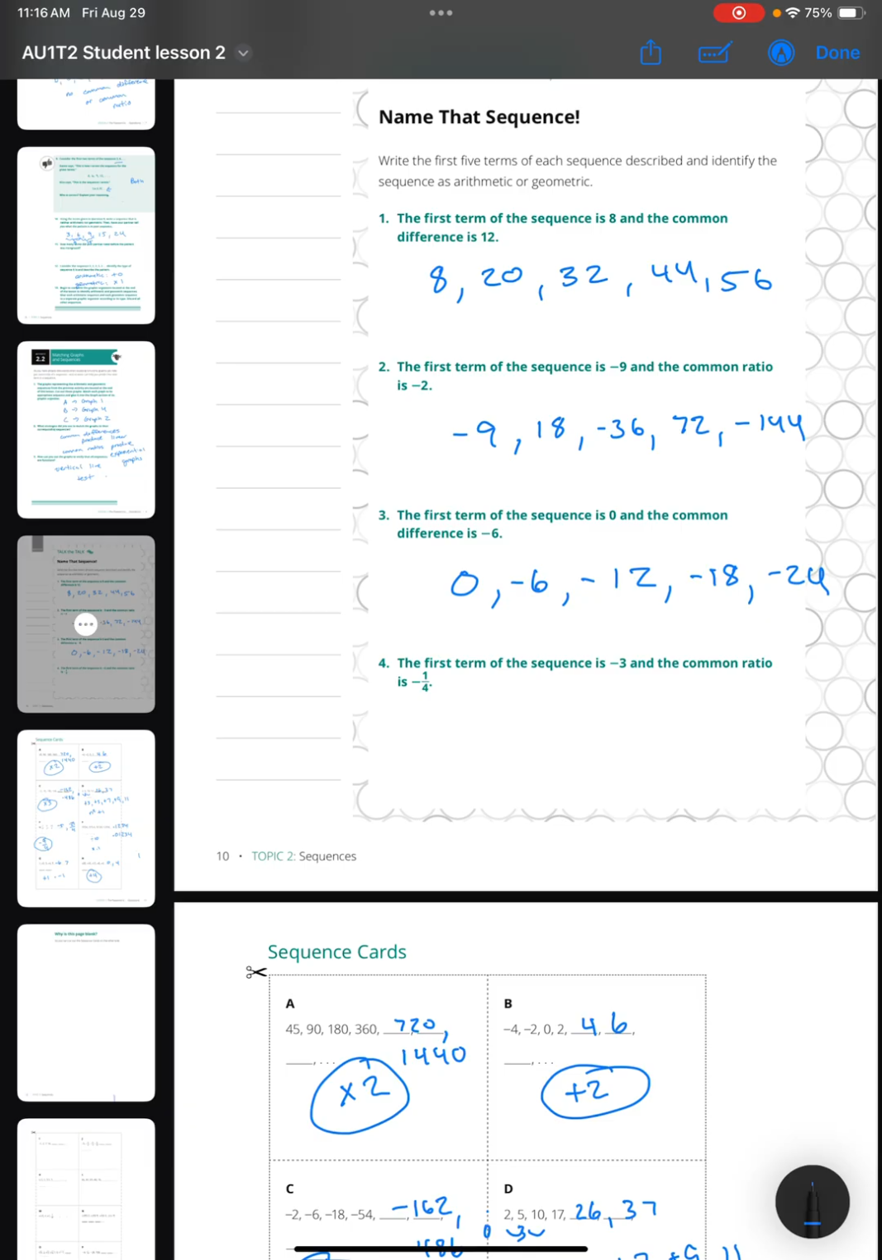And then the last one, the first term of the sequence is -3, and the common ratio is -1/4. So we're multiplying by -1/4. So -3 times -1/4 would give you +3/4, times -1/4 would give you -3/16, times -1/4 would be +3/64, and times -1/4 again would give you -3/256. So essentially, you're multiplying that denominator by 4, and then the 3 in the numerator, because we're multiplying by -1, is alternating between negative and positive.